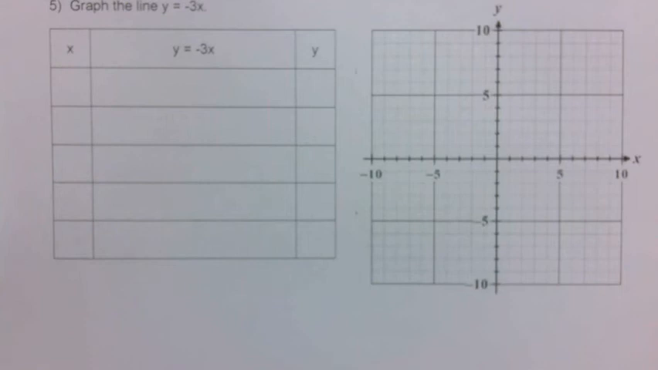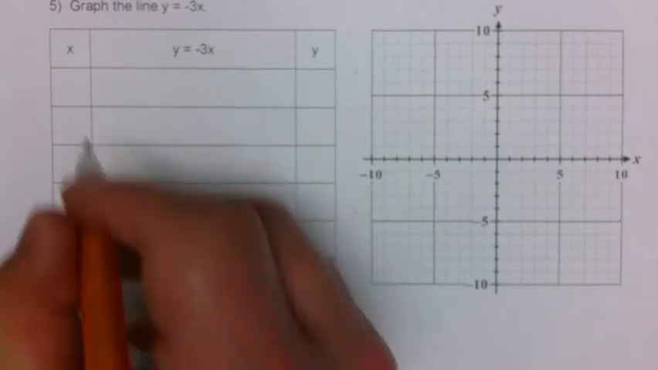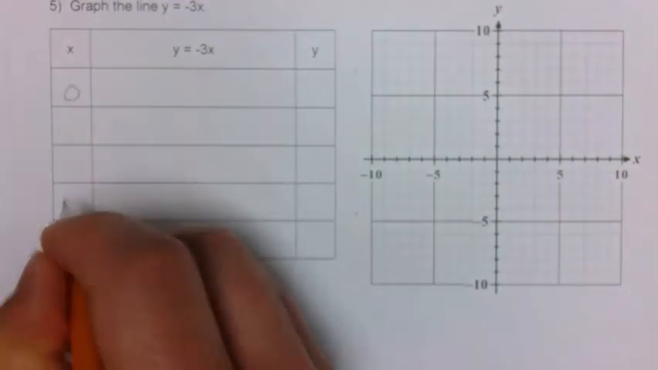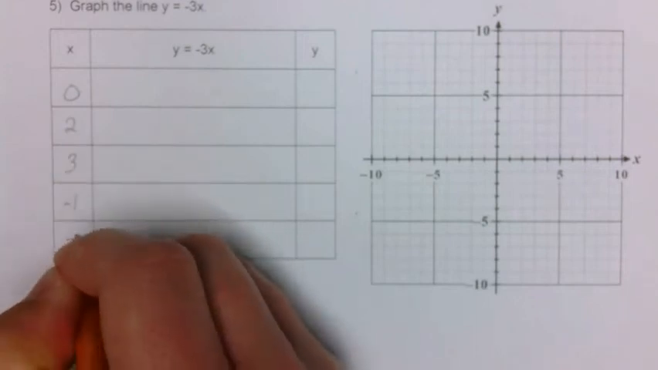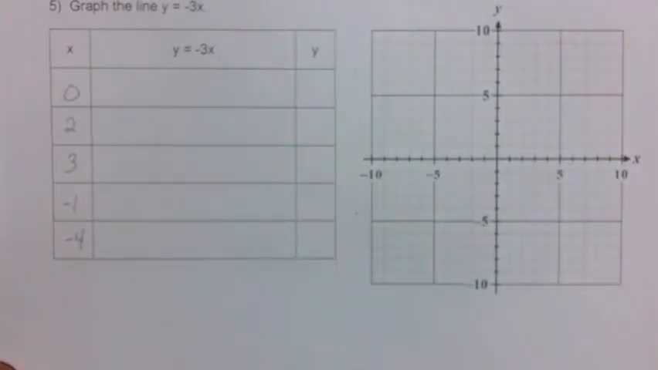Example number 5, y equals negative 3x. Okay, let's choose our x values. Again, I always like 0. All right, let's use 2 and 3 and negative 1 and negative 4. Those all seem like good values.